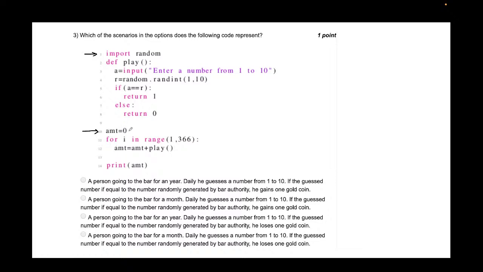So a variable amount is initialized to 0, and then in a for loop which is running for 365 times, okay, because the last number won't be considered. Okay, so it will run from 1 to 365. So that's how range is defined. Okay, so for 365 times we are incrementing the amount by itself and the output of a function play.